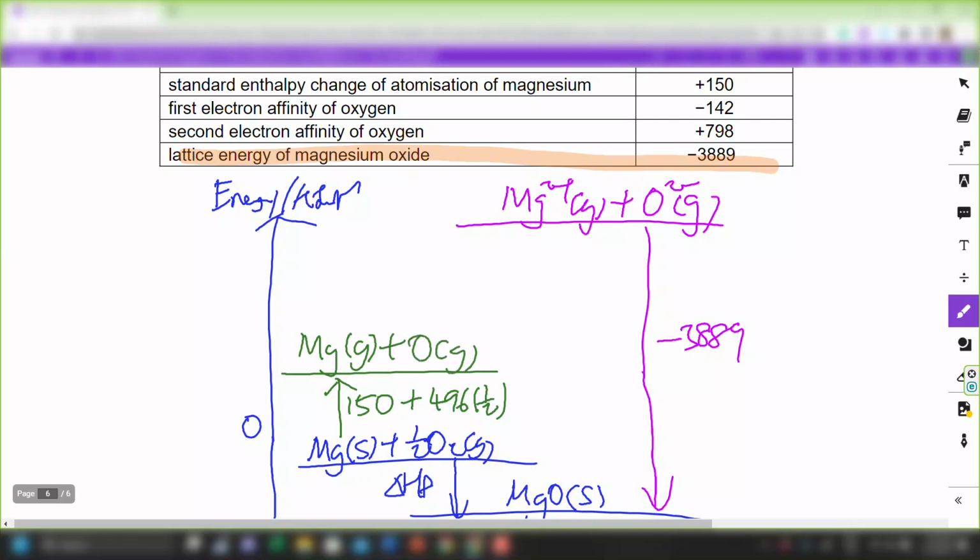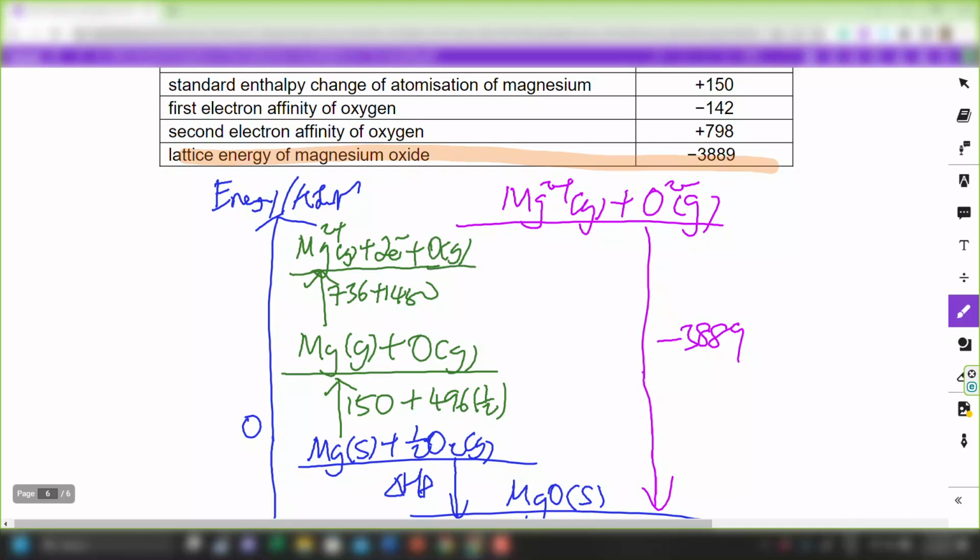Okay, and then what I'm going to do right now is move all the way up. I'm going to release 2 electrons, so that will be the first and second IE. Looking at the data booklet, that's 736 plus 1450, the first and second IE of magnesium. So that will be Mg2+ gaseous plus 2 electrons plus O gaseous.